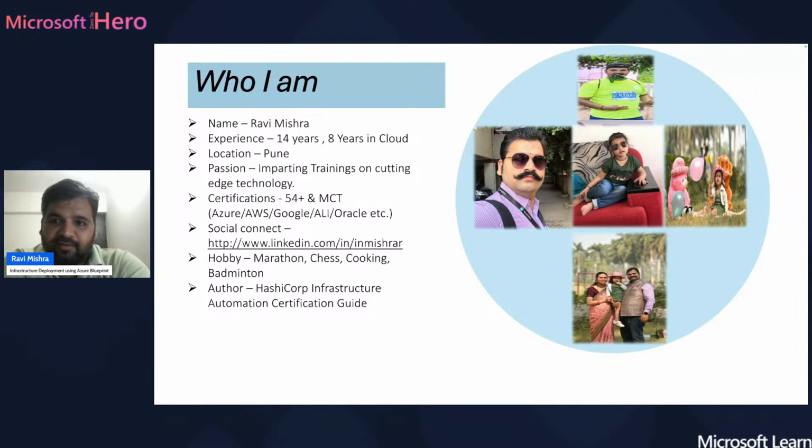Apart from that, I have also written a book. The book name is HashiCorp Infrastructure Automation Certification Guide. So it is more about Terraform. So if you are an infrastructure as code lover, Terraform lover, then I'll definitely recommend all of you to just search on Google. You'll find it with this name. It's quite an old one, but again, it is quite a good one. You can explore that book to learn more about infrastructure as code.